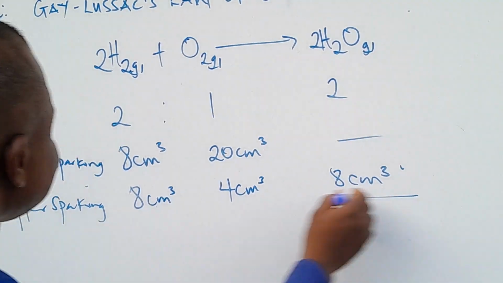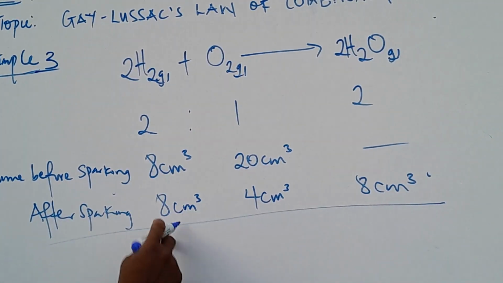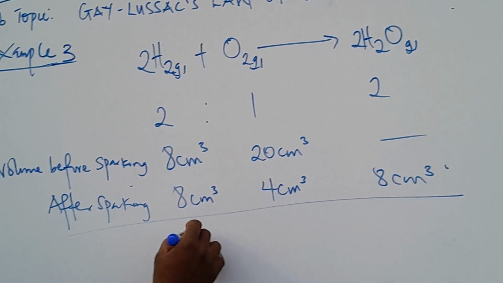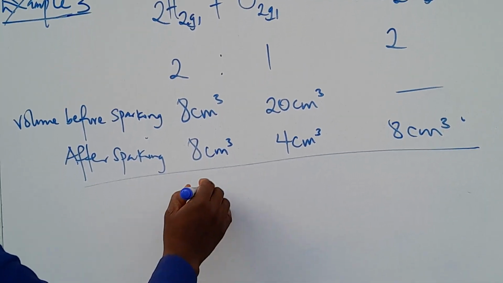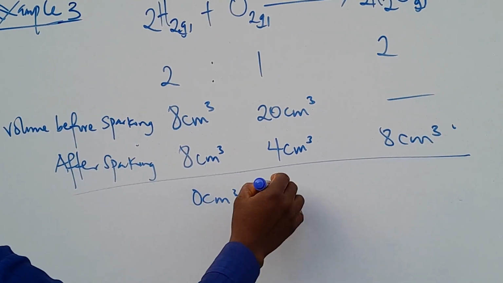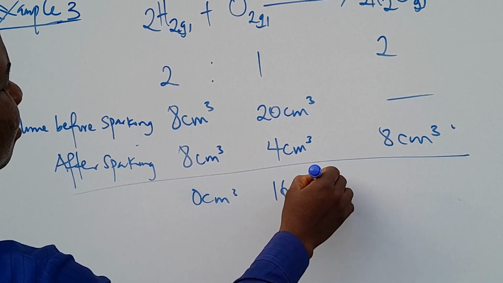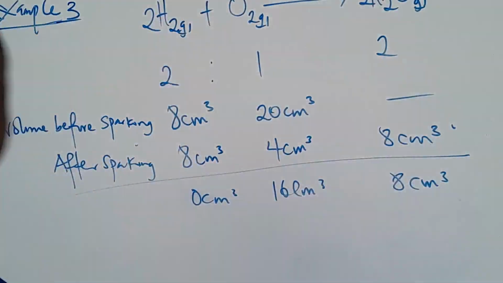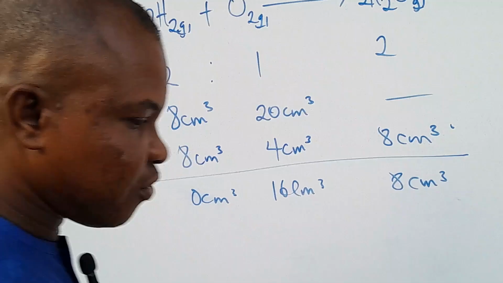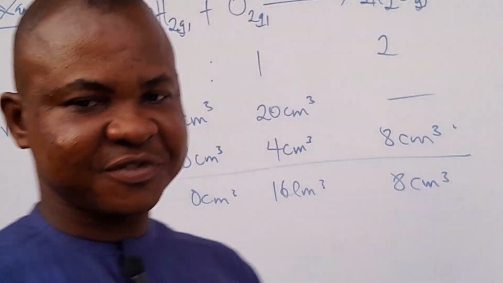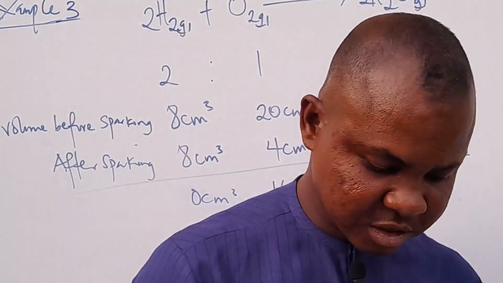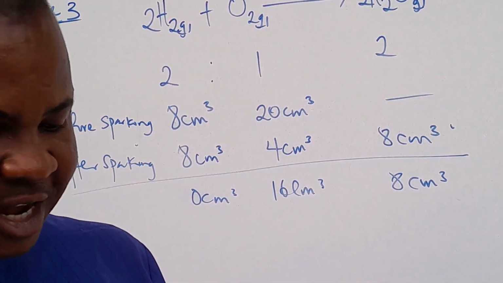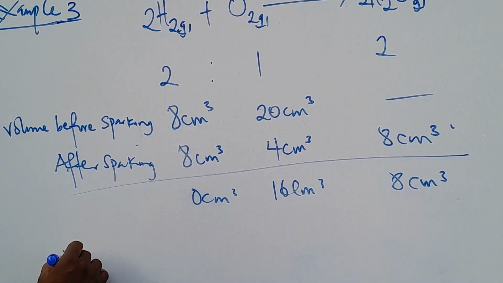Now let's look at the volume that is not used up. This one's already used up. We have 0 cm cube. We have 16 cm cube. And we have 8 cm cube. And the question asks us what volume of oxygen will be left. What volume of oxygen will remain after the reaction? So let's check it. Volume of oxygen after the reaction.